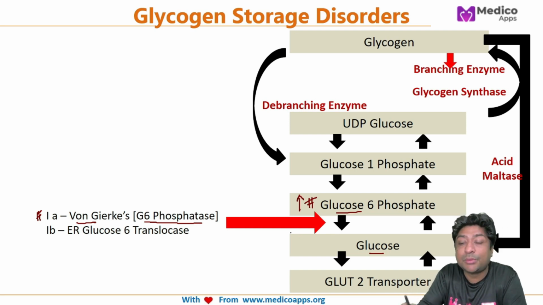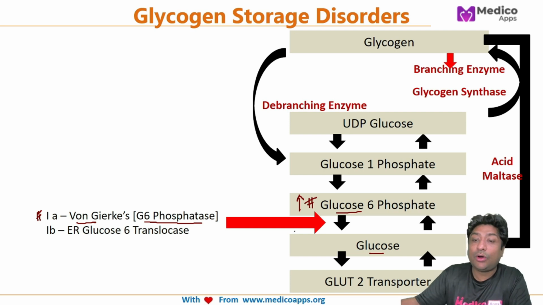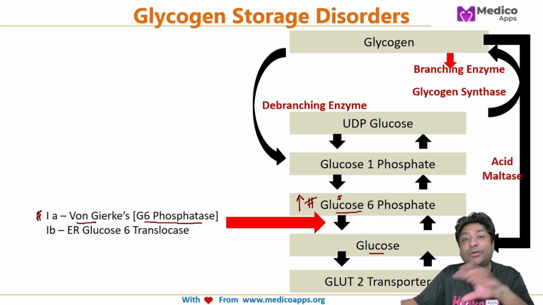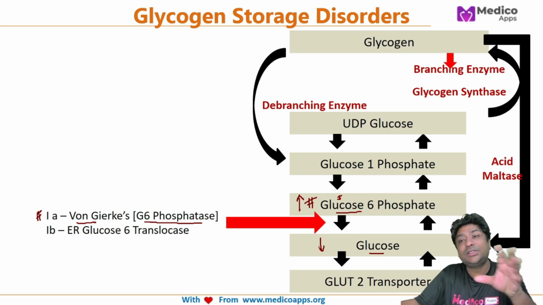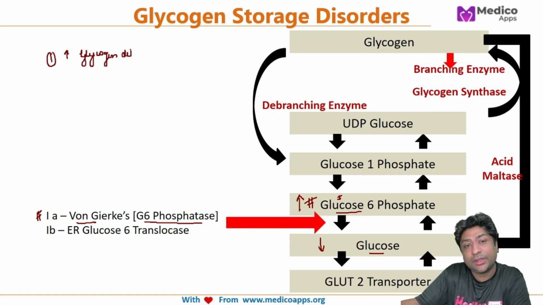And what will this increased amount of glucose 6 phosphate do? This will activate glycogen synthase. And once glycogen synthase is activated, all this glucose 6 phosphate will be converted into glycogen. So even though the glucose level is falling, glycogen synthesis is stimulated. Very interesting, right? So the first thing we see is an increased glycogen deposit, in the liver and also the kidney or spleen, wherever glycogen is stored. So this is number one.